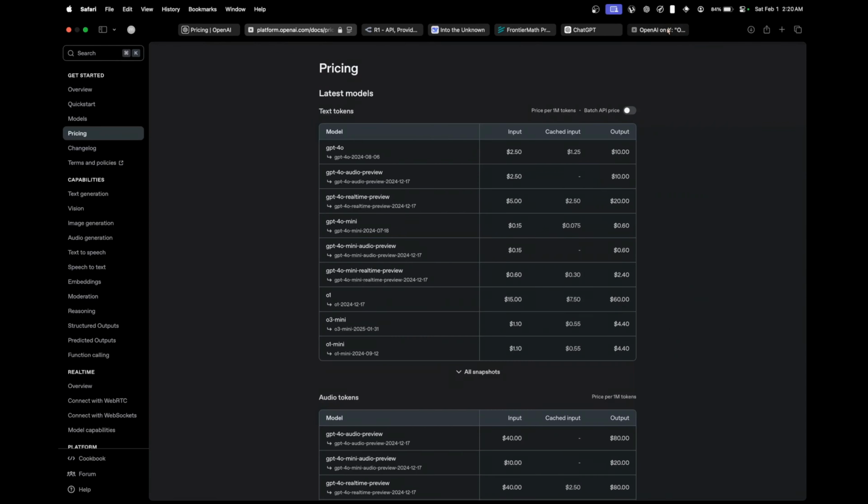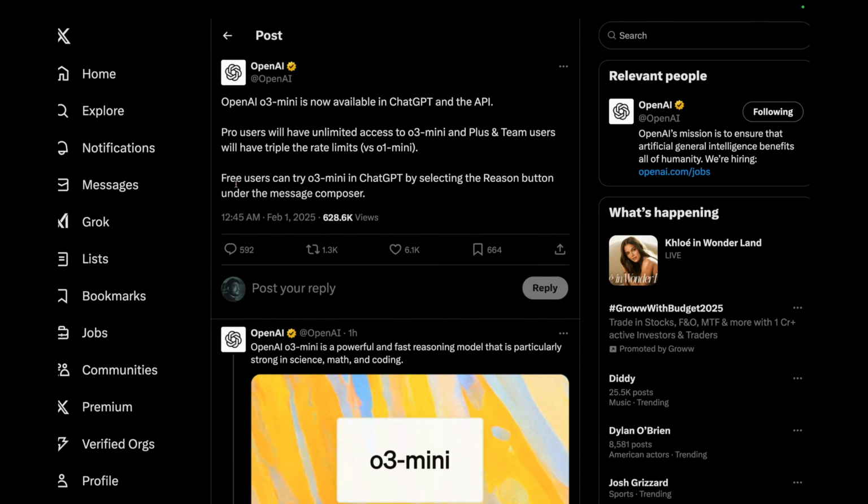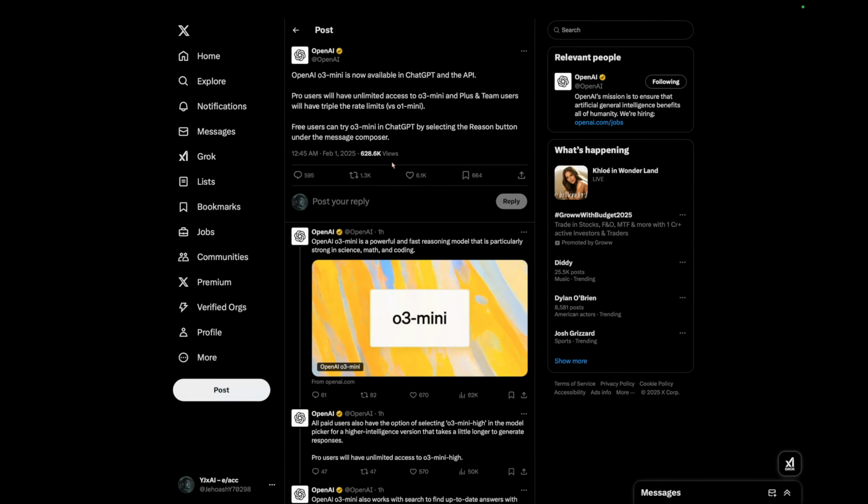And if you go to the official X page, here you can see that even the free users can try O3 Mini in ChatGPT by selecting the reason button. Pro users have unlimited access to O3 Mini, and Plus and Team users have triple the rate limits compared to O1 Mini. In O1 Mini, we approximately got 50 messages. So triple that means we are getting 150 messages of a model that is even better than O1.